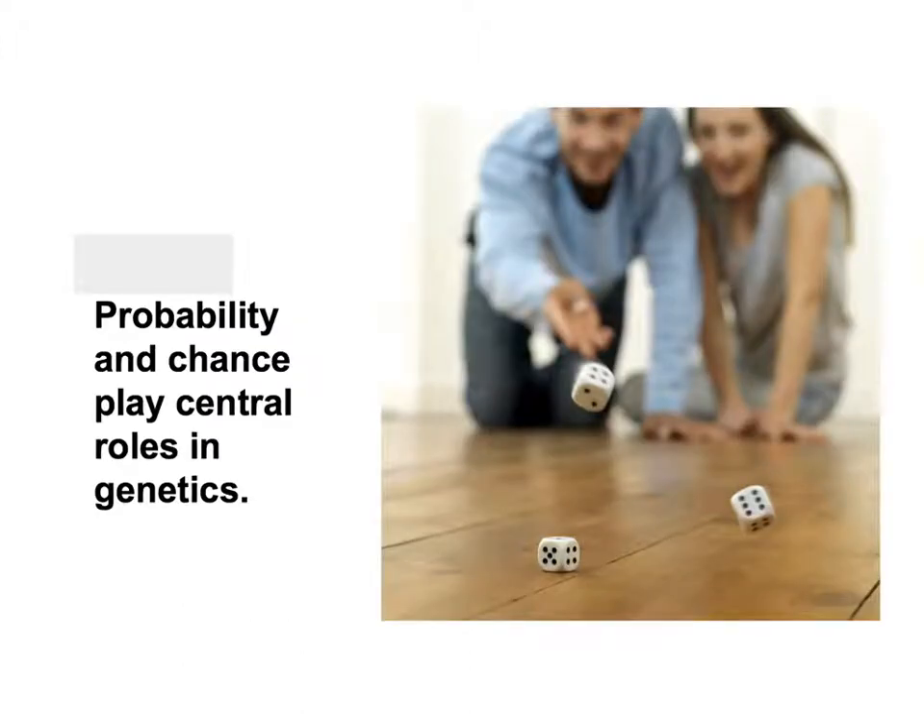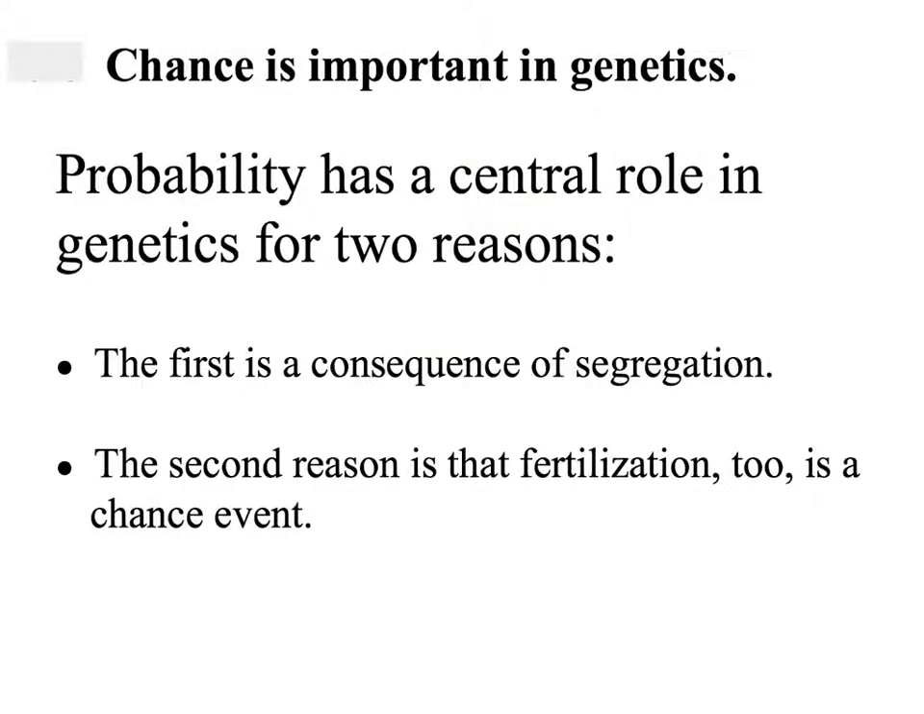It is important for us to realize that probability and chance play central roles in genetics. Probability has a central role in genetics for two reasons. The first has to do with the law of segregation. The second reason is that fertilization is a chance event.